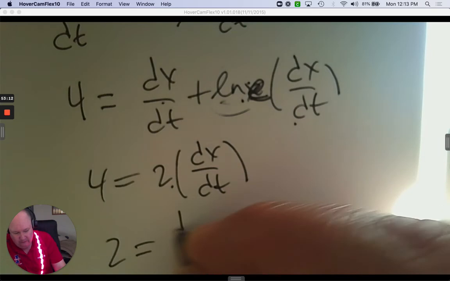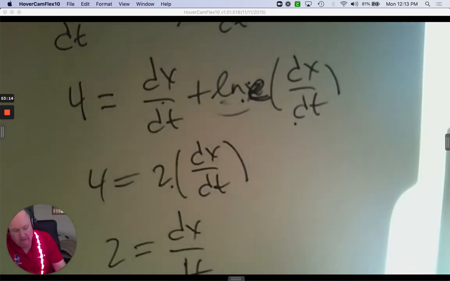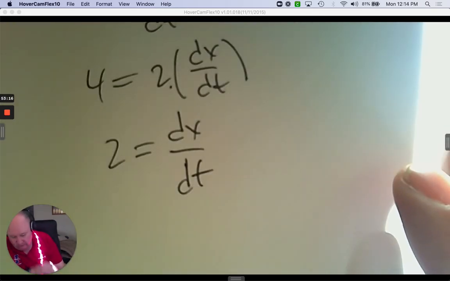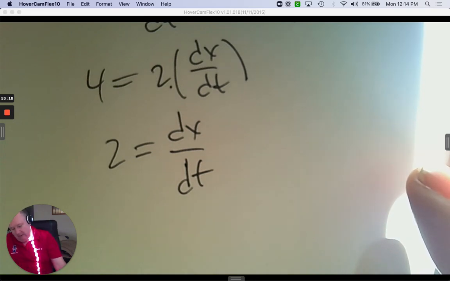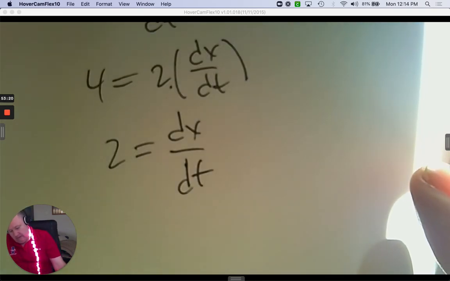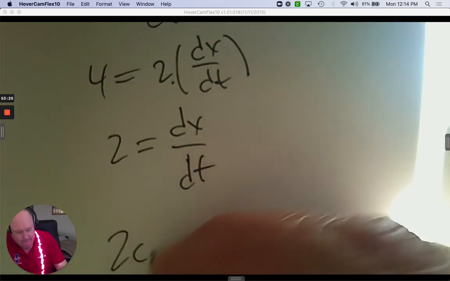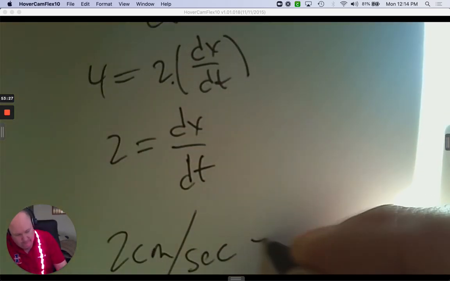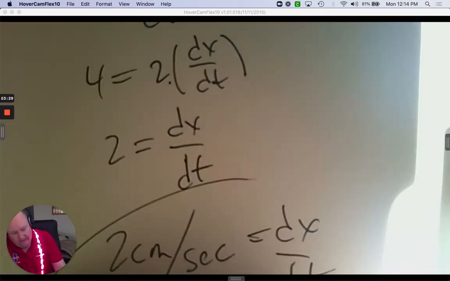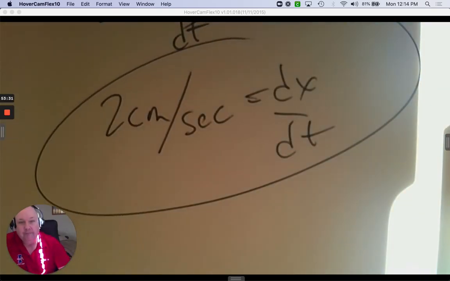Divide by 2, and then make sure you have the correct units involved. So 2 is the answer, and the correct unit would be centimeters per second, right? Yeah. That's the rate x is increasing by. And you have your answer.